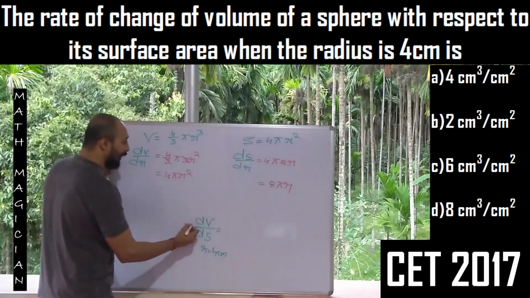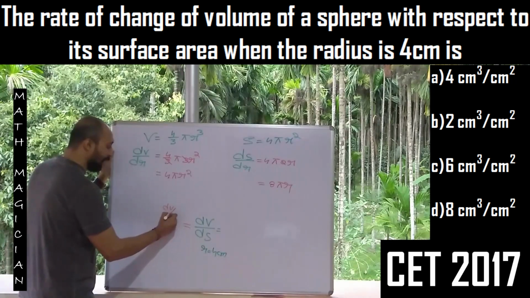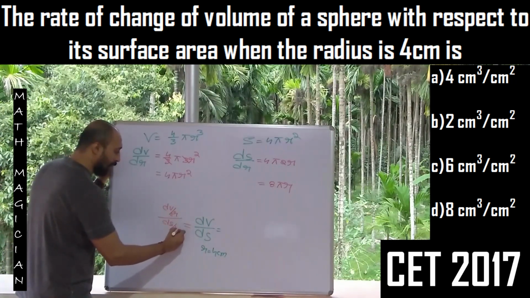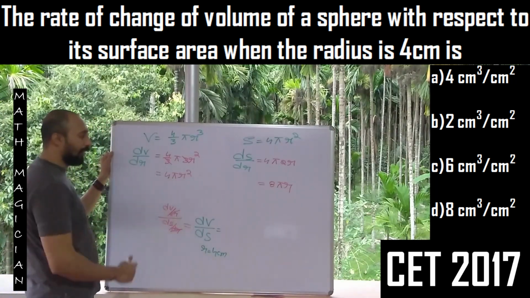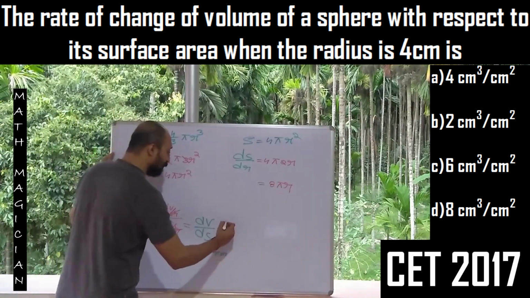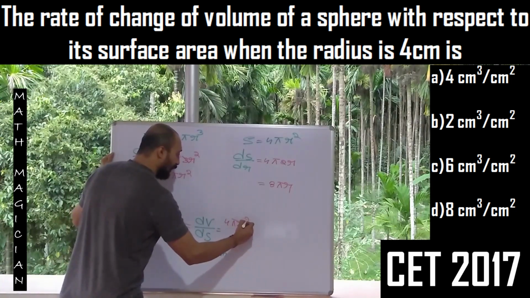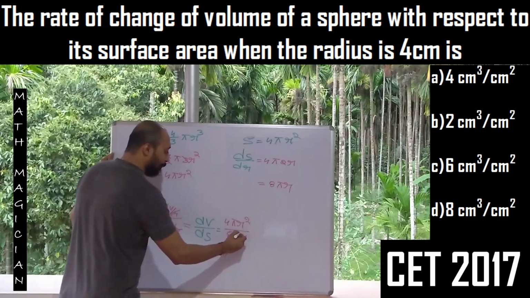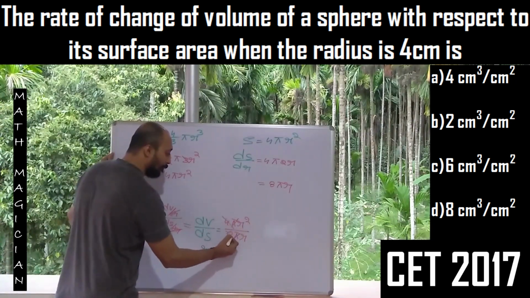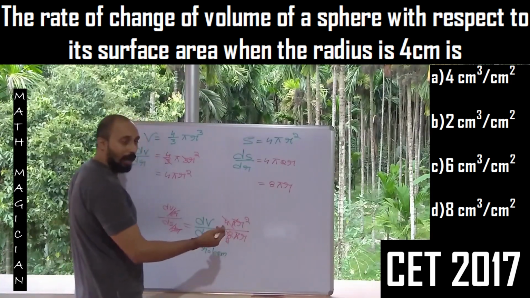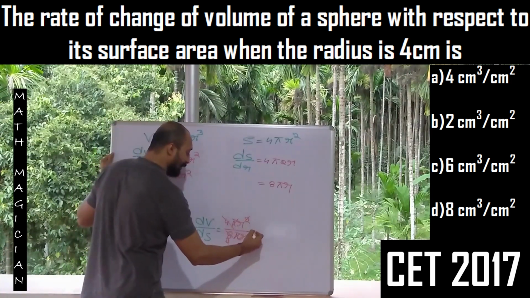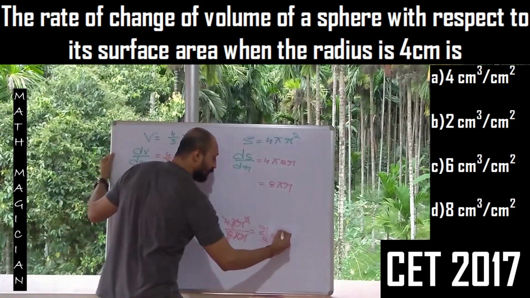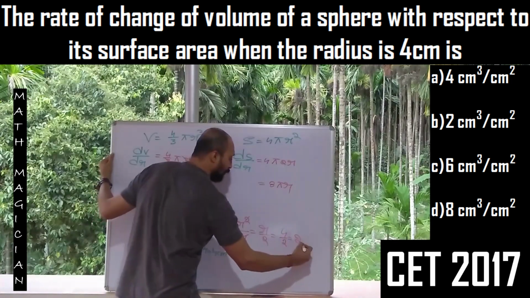So when I divide these two, that is dV by dr divided by dS by dr, the dr gets cancelled and dV by dS is remaining. So 4 pi r square divided by 8 pi r. Pi and pi get cancelled, 4 ones are 4, 4 twos are 8, and r square by r leaves r. So it is r by 2. What is the r value? 4. So it is 4 by 2, which is 2.